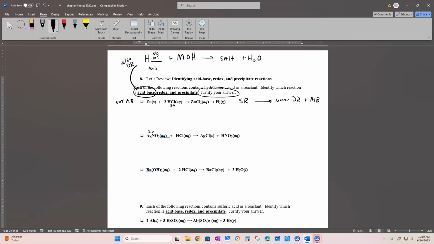AgNO3, well, that's ionic, but I do have an acid. Okay, well, still not that one. Not acid base. Barium hydroxide, well, that's one of the 8 strong bases. Oh, look right there. There's a strong acid. So definitely acid base. And why? Because I produced a salt and water. Okay, so this reaction is acid base since both reactants are an acid and base.